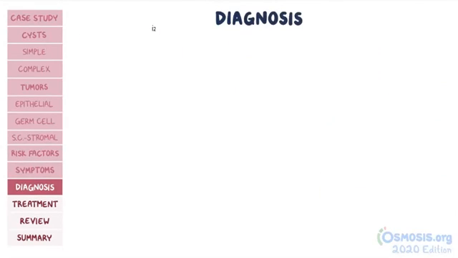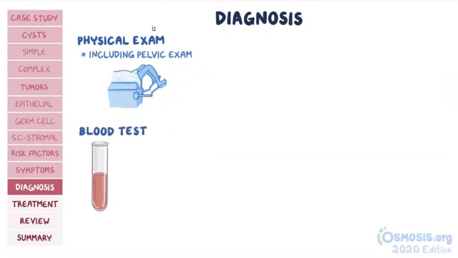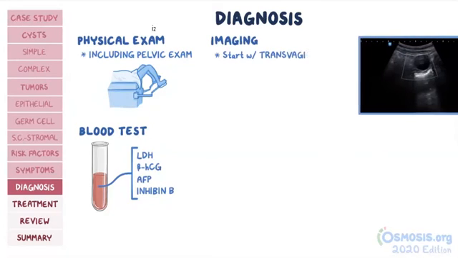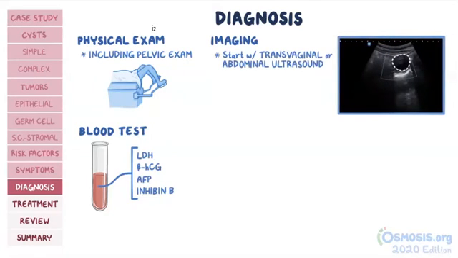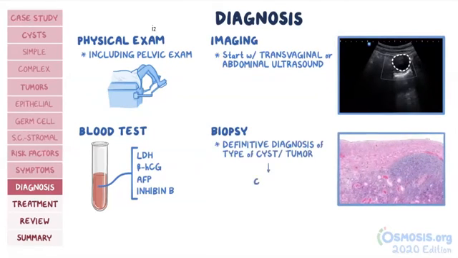Diagnosis of ovarian cyst or tumor starts with a physical examination, which will include a pelvic examination, a blood test looking for specific tumor markers like LDH, beta-HCG, AFP, and inhibin B. Imaging studies should start with a transvaginal or abdominal ultrasound. Ultimately, a biopsy is the only way to get a definitive diagnosis of the type of cyst or tumor. CT or MRI scanning can be useful to assess if the tumor has spread.